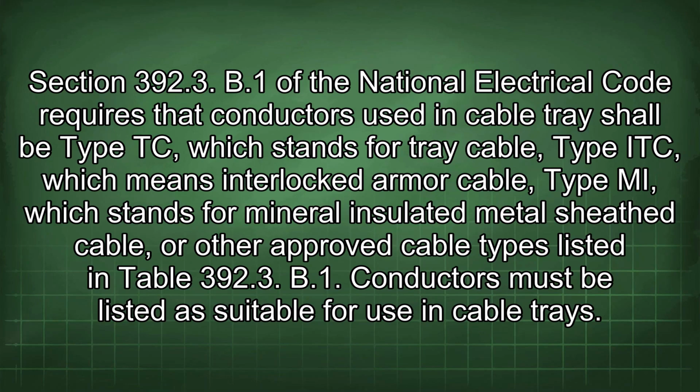Section 392.3(B)(1) of the National Electrical Code requires that conductors used in cable trays shall be type TC, which stands for tray cable, type ITC, which means instrumentation tray cable, type MI, which stands for mineral insulated metal sheath cable, or other approved cable types listed in Table 392.3(B)(1). Conductors must be listed as suitable for use in cable trays.